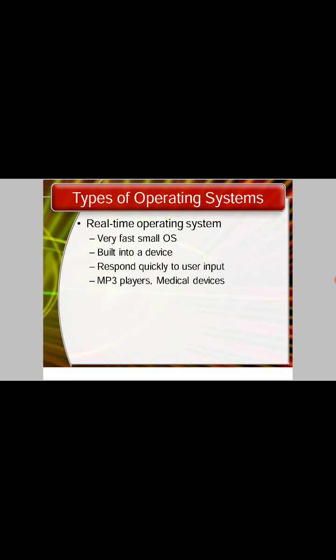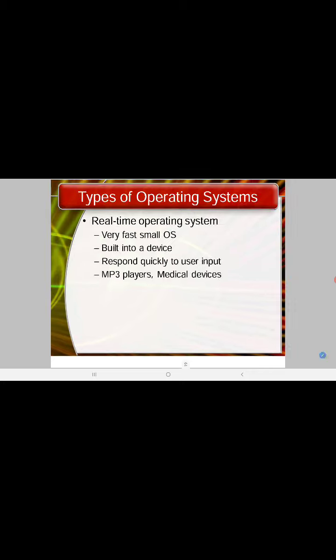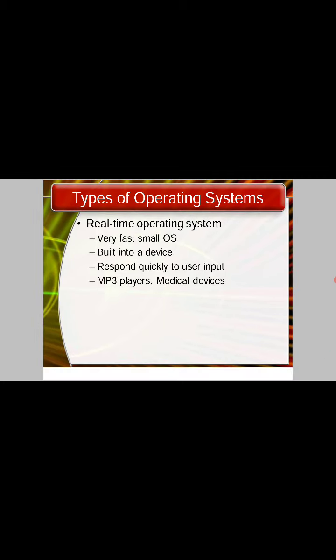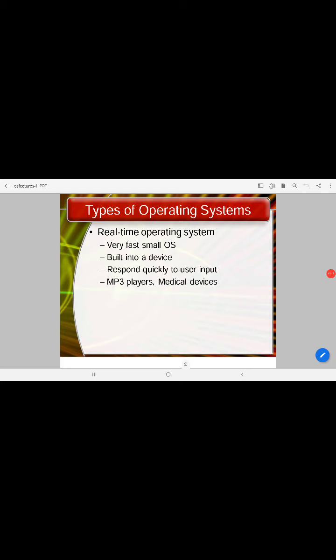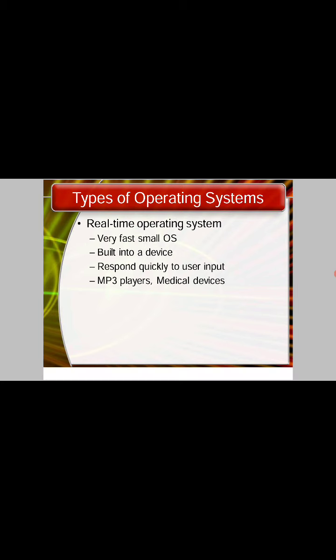So what are the different types of operating systems? Generally there are various types of operating systems. First one is real-time operating system, a very fast, small operating system built into a device, which responds quickly to user input, like MP3 players, medical devices like that.